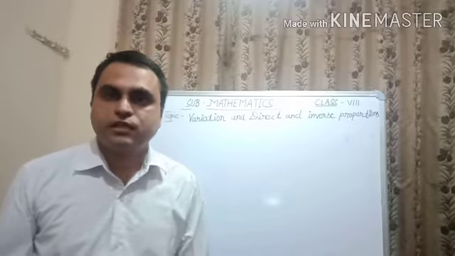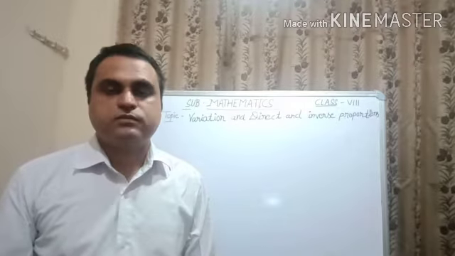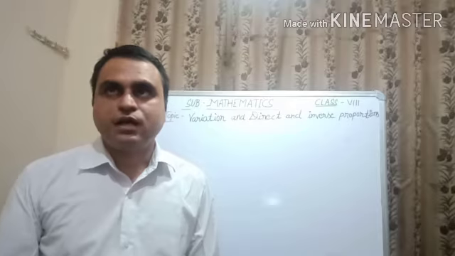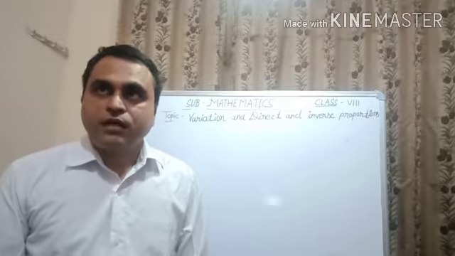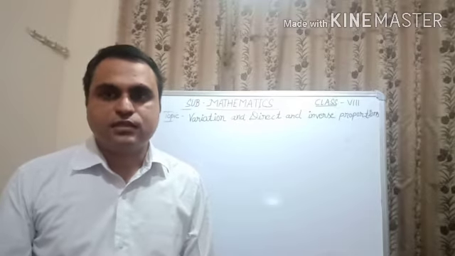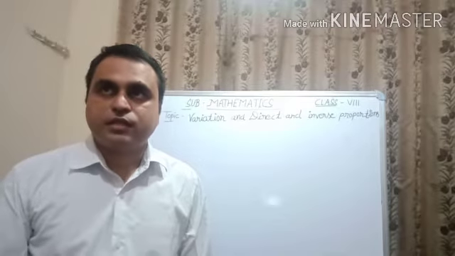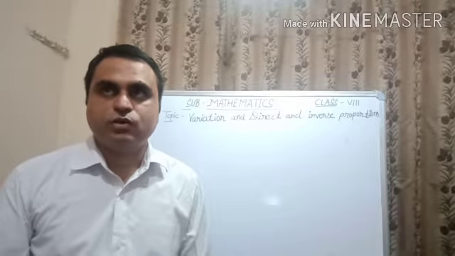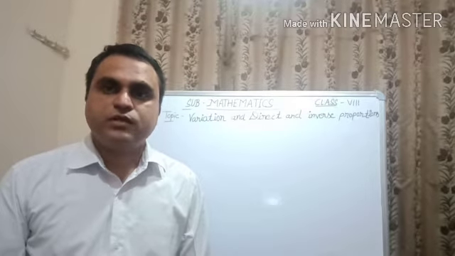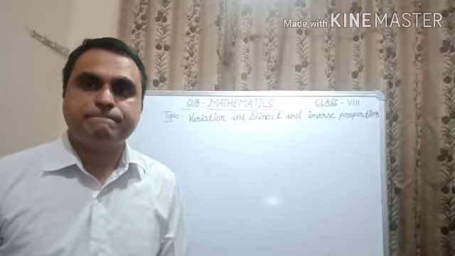First, I give the definition of inverse proportion. An inverse variation or proportion is indicated when two quantities are so related that an increase in one causes a corresponding decrease in the other, or vice versa. Now the second definition: the ratio of any two values of one quantity is the inverse of the ratio of the corresponding values of the other.